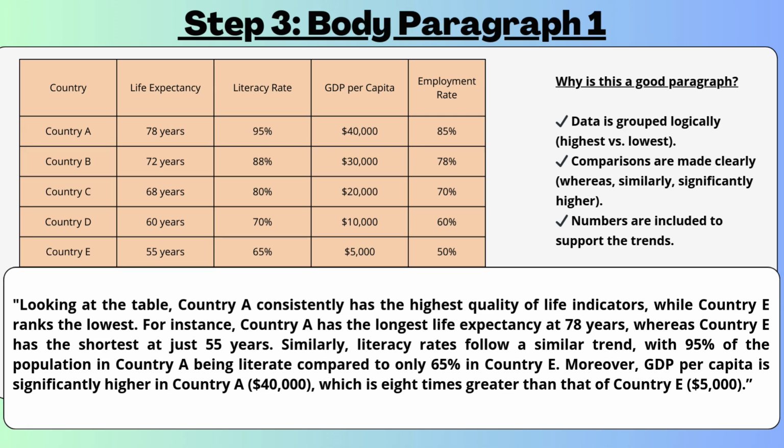Country A has the longest life expectancy at 78 years, whereas country E has the shortest at just 55 years. Similarly, literacy rates are significantly higher in country A, 95%, compared to only 65% in country E. Furthermore, GDP per capita in country A is $40,000, which is 8 times greater than that of country E, $5,000, reflecting a major economic gap between the two nations.